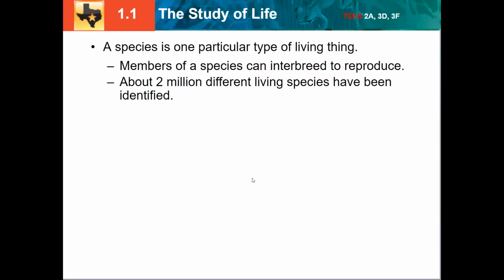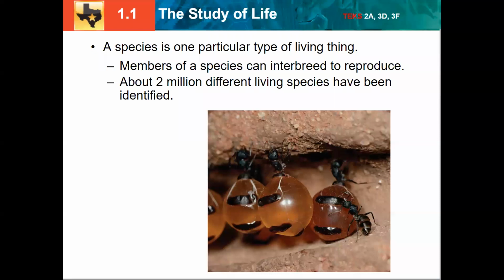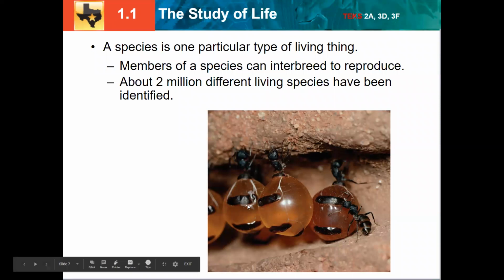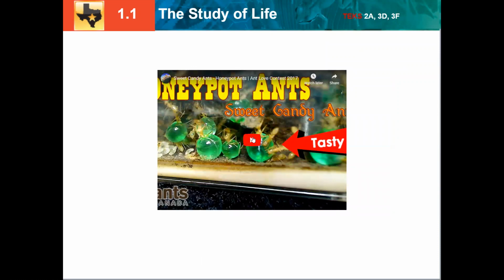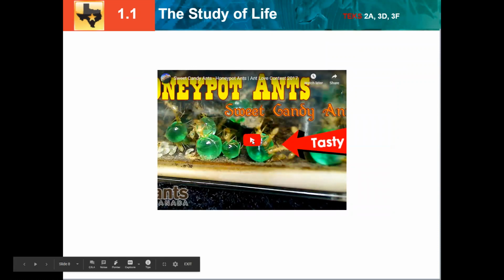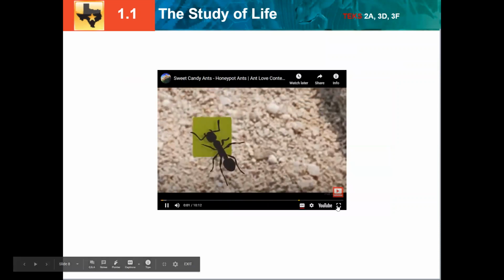There are about 2 million different living species that have been identified in our world. And there's probably more than that. There are probably some we haven't seen yet, or that haven't been discovered yet. And of course we know that we're losing some all the time. These are a special kind of little ants that we're going to talk about in a minute and watch a video. Those are called honeypot ants. And we're going to watch this little video that talks a little bit more about them.